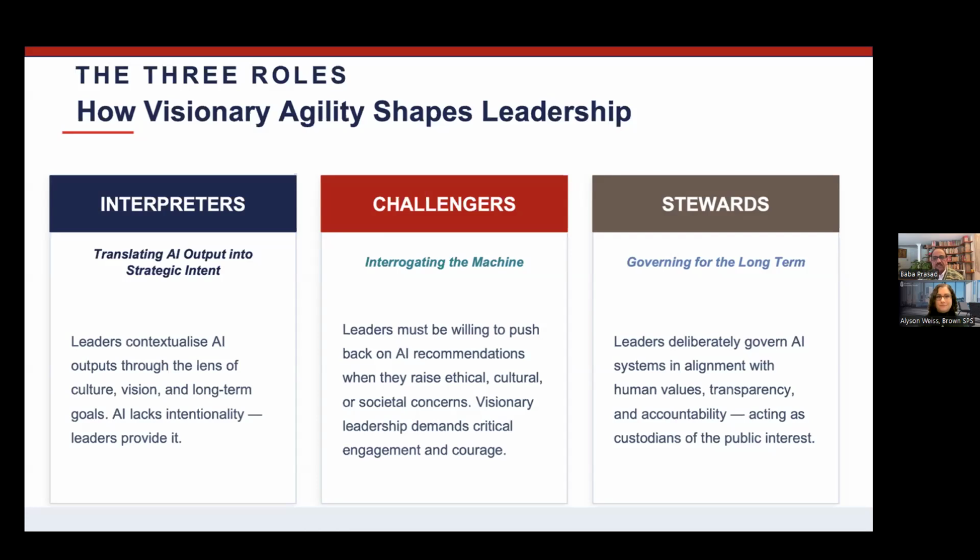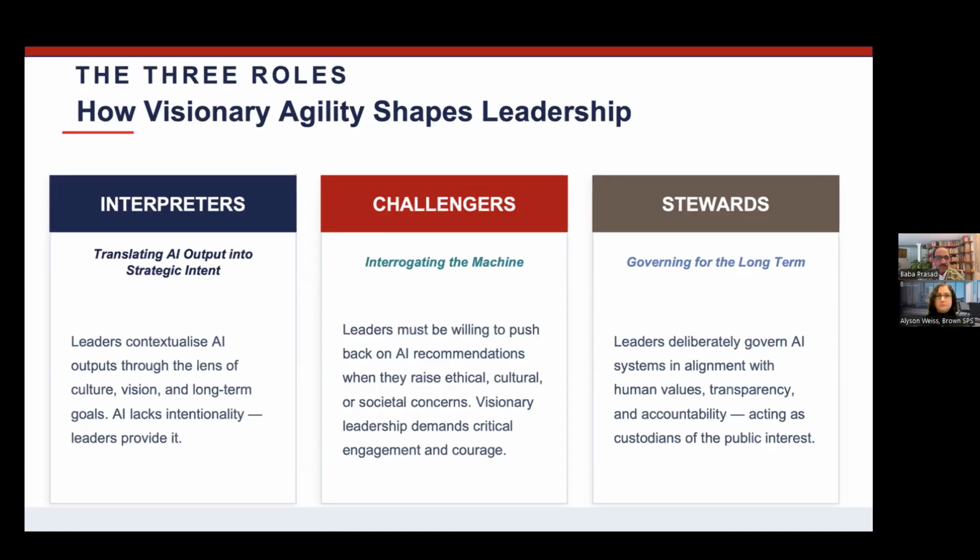So now what happens is when the answers come out from the AI machine, you have to be able to interrogate it. You have to be able to push back on the AI recommendations and then say, okay, are they raising ethical, cultural, or societal concerns? What kinds of issues are coming up with this stuff? Is it actually true? So visionary leadership will actually call out this engagement with the results of AI. So that's the second part, which is where we start challenging AI.